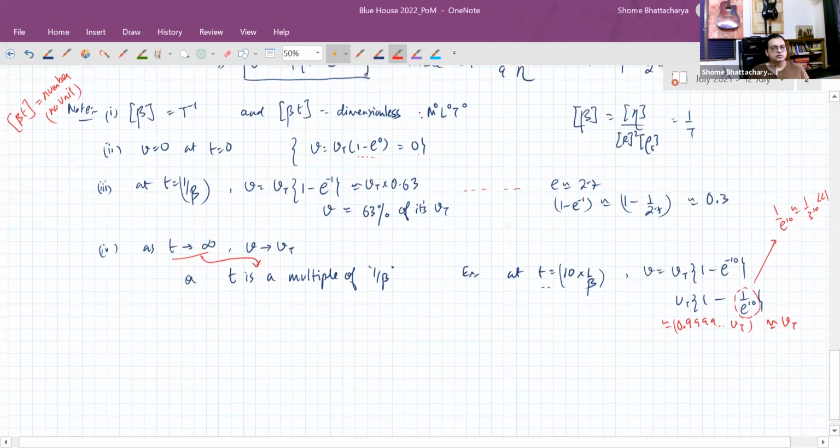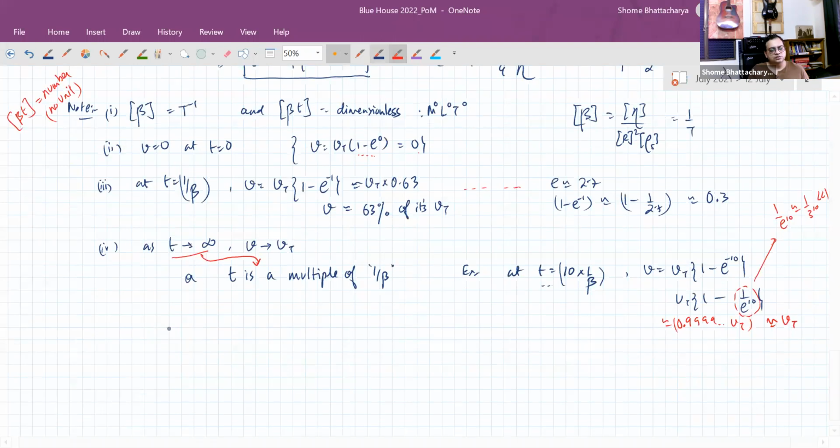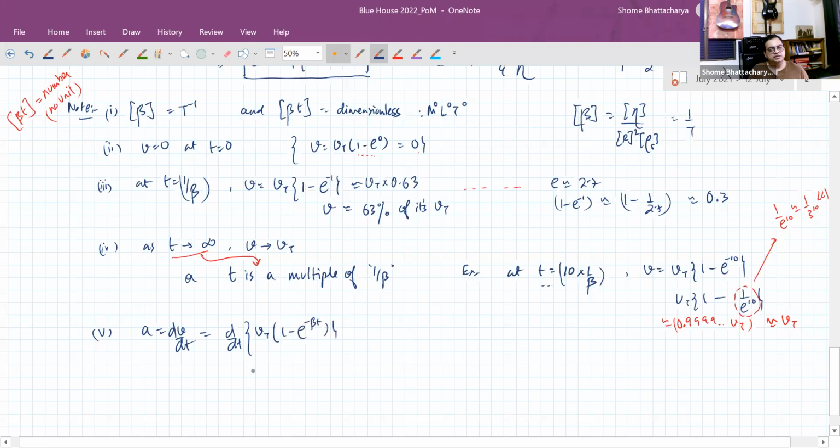So the last point over here: what about the rate of change of velocity, or the acceleration? If you differentiate this term which we got earlier, just apply the normal chain rule, you'll get Vt into the derivative of this factor. Now this factor's derivative: one's derivative is 0, minus e raised to the power minus beta t, but into minus beta, because the coefficient of t in the numerator is minus beta. So this derivative will become minus minus plus, divided into e raised to the power minus beta t.